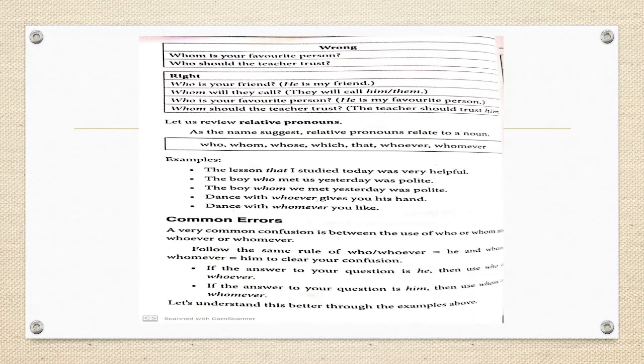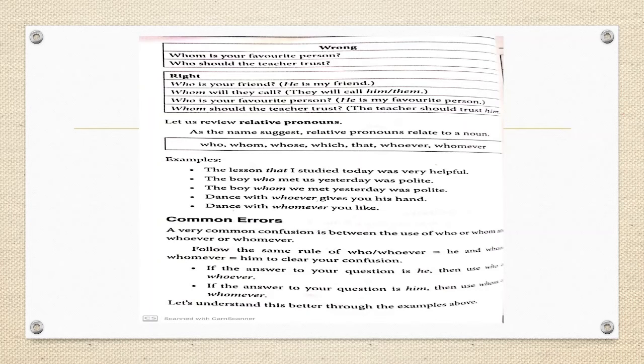So let us review relative pronouns. As the name suggests, relative pronouns relate to a noun. And who are they? In the box you can see the relative pronouns: who, whom, whose, which, that, whoever, whomever. For example, the lesson that I studied today was very helpful. The boy who met us yesterday was polite. The boy whom we met yesterday was polite. Dance with whoever gives you his hand. Dance with whomever you like.